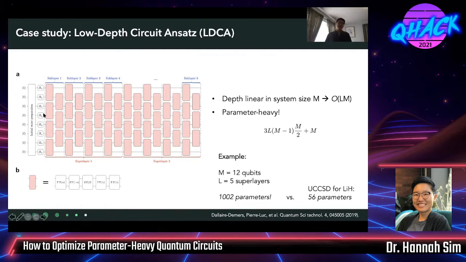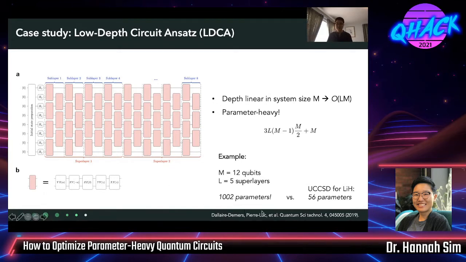So if you look at the structure of LDCA on the left, you see that it has a very compact but nested structure where there are levels of what are called superlayers, and each superlayer has several sublayers, and each sublayer then has a series of nearest neighbor 2-qubit operations, each of them shown in a pink block, where each pink block corresponds to 5 different 2-qubit entangling operations, with 3 free parameters per pink block. As an example, if you were to take a 12-qubit LDCA circuit with 5 of these superlayers, this already corresponds to 1,002 parameters that you have to tune.